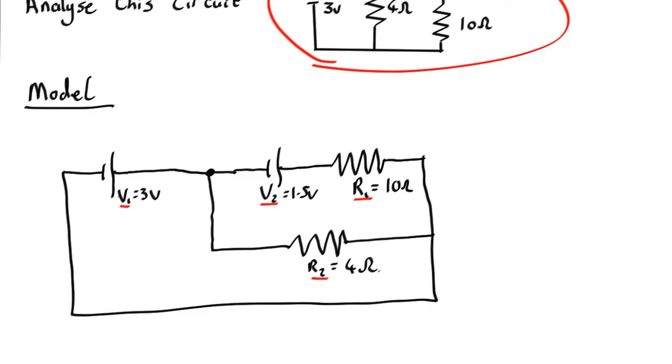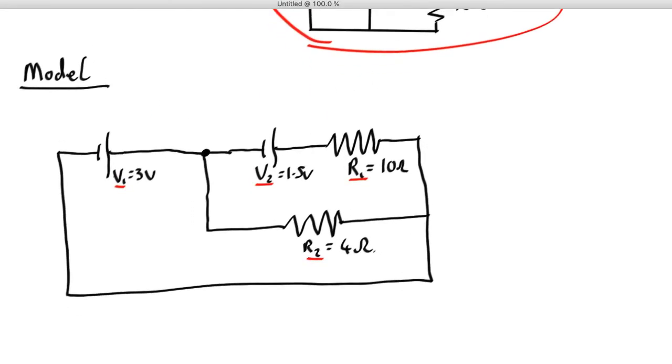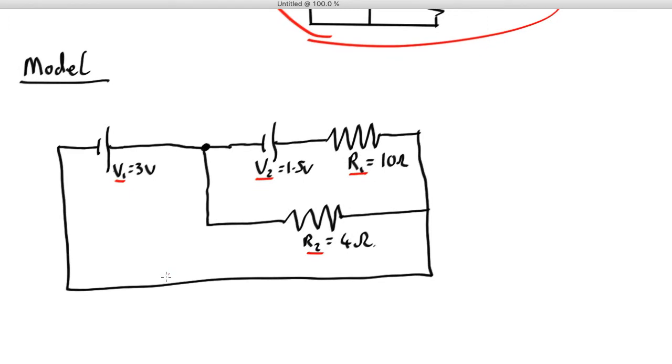Okay, so that's our model. We're assuming these are all ideal components, so there's ideal voltage sources, so there's no internal resistance. We're assuming the wires have no resistance. Now let's represent the whole thing. For a circuit, that means sketching charge, current, voltages.